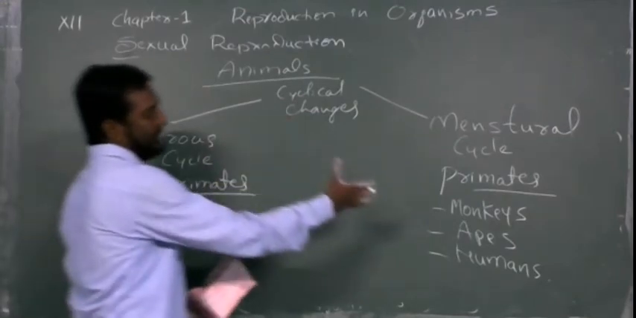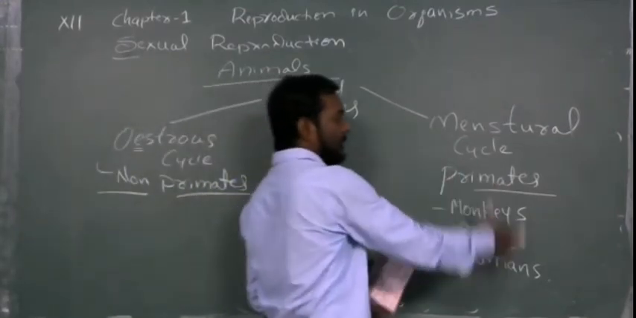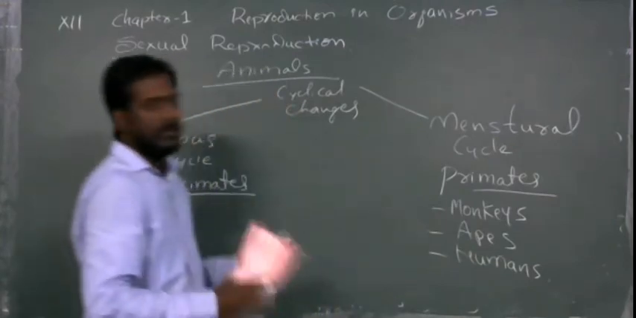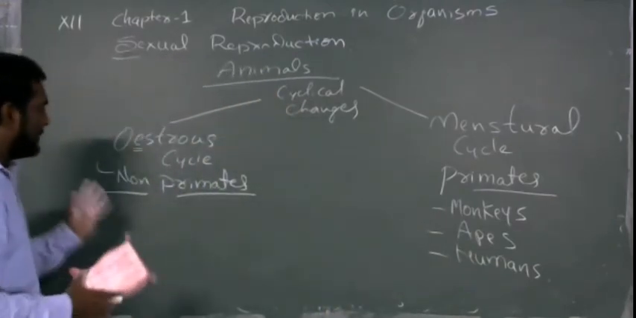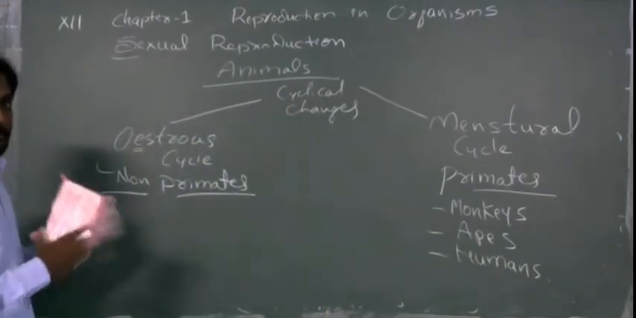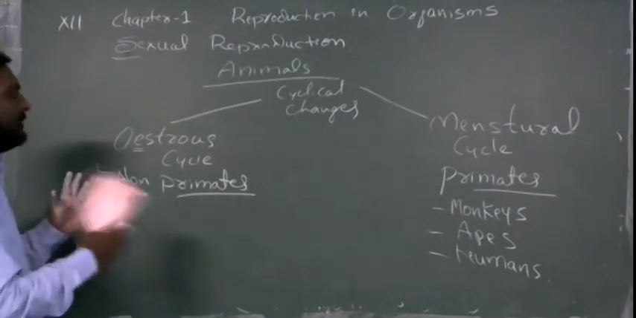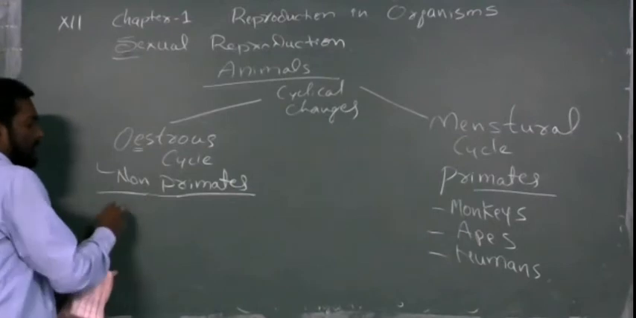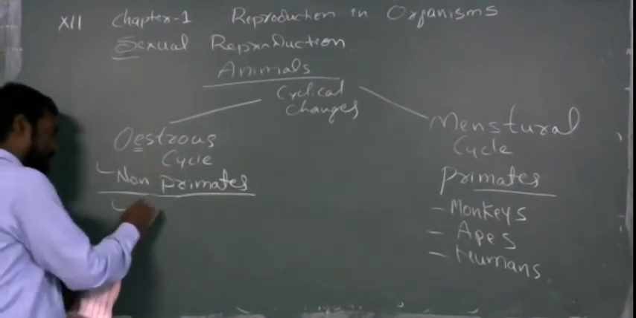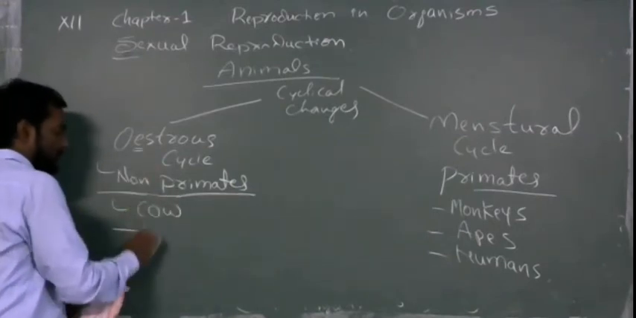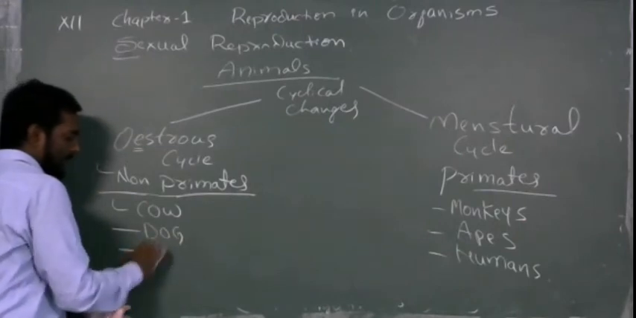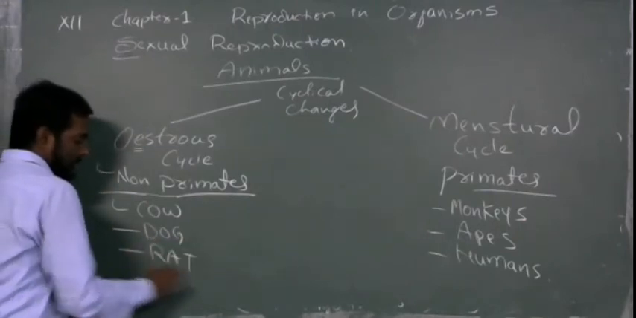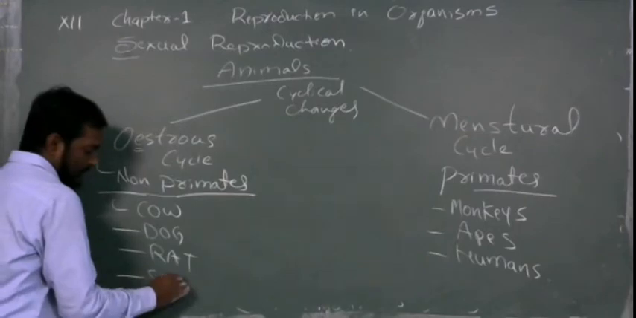Moreover, in this phase when the menstrual cycle occurs, they will not be that effective for reproduction. But in this case, they will be effective for reproduction only at a particular time or duration. And what are the examples? Here these will be cow, dog, rat, sheep, all these.